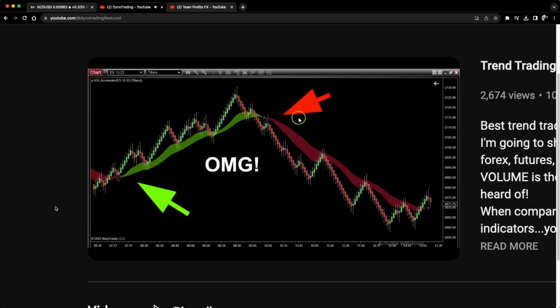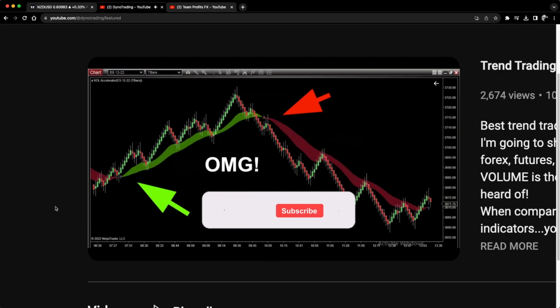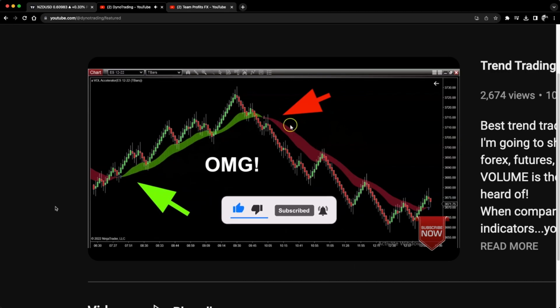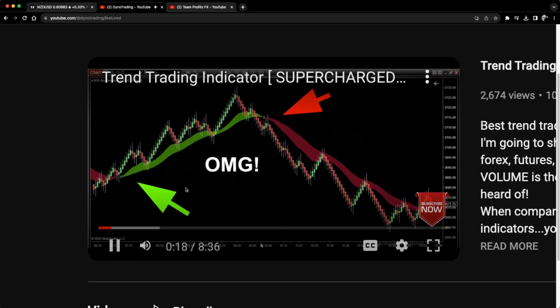Alright guys, you see this volume indicator here, right? This green and red color band. Now in this video, I'm going to show you and explain to you why this indicator is the best, cleanest, most simple trading indicator that you've never heard of. Okay, so let's get into it, folks. My name is Mark at Dyno.